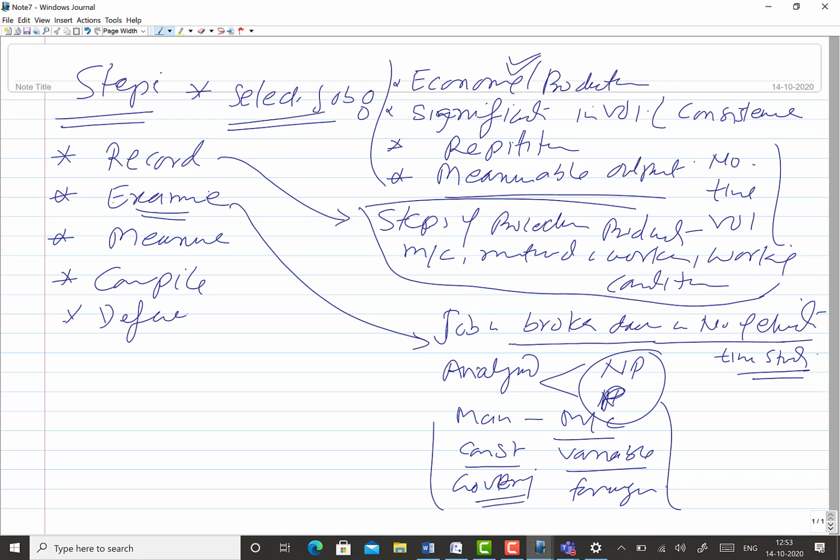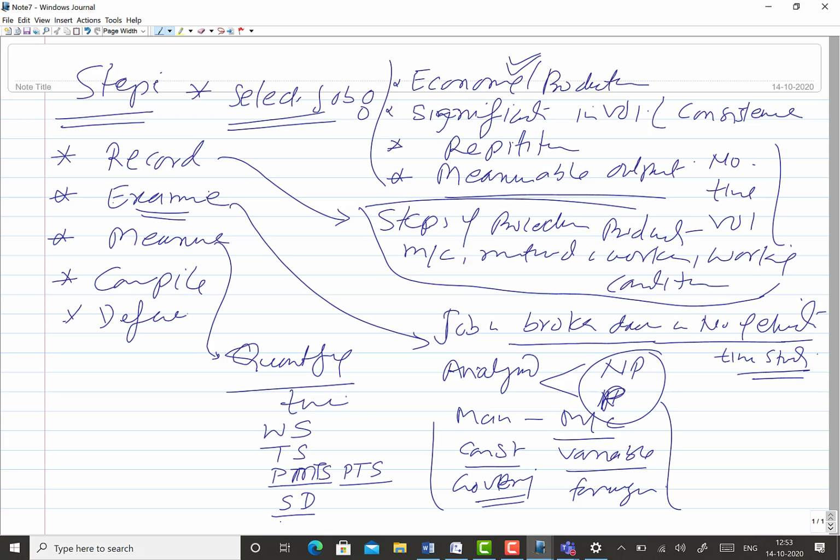Okay. Then we have the measure. So it is just like, let's quantify the time it will take. This time can be quantified using suitable techniques. There are work sampling, time study, PMTS, predetermined motion time study. This is also called PTS, predetermined time study, and then the standard data method, SD. So these are the four techniques that normally exist.